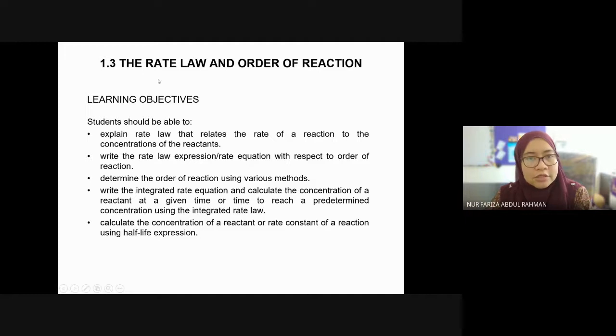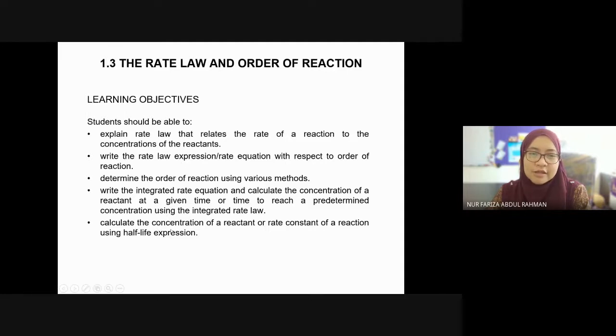Next subtopic will be the rate law and order of reaction. As you can see from the learning objective, we have a lot of them. So bila banyak dekat situ, this is like I would call another jantung of topic. Boleh kata jantung lah. Jantung ke paru-paru. Important lah. This is very important.